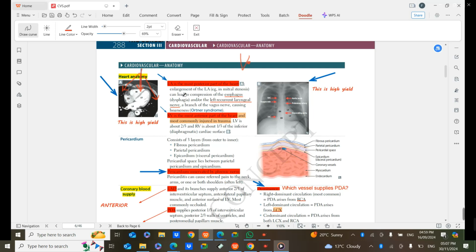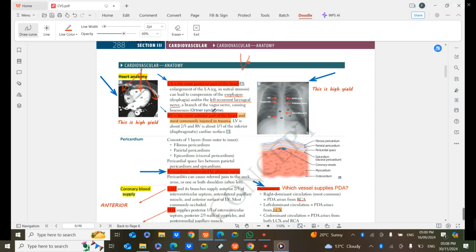So if there is mitral stenosis, blood cannot easily leave the left atrium into the left ventricle. Blood will now be accumulating. The left atrium will start ballooning out, enlarging, and compressing on the esophagus, and the patient will be complaining of dysphagia. Very easy and straightforward. Is there any other structure that can be affected? The left recurrent laryngeal nerve can also be compressed, and the patient will have hoarseness of voice.